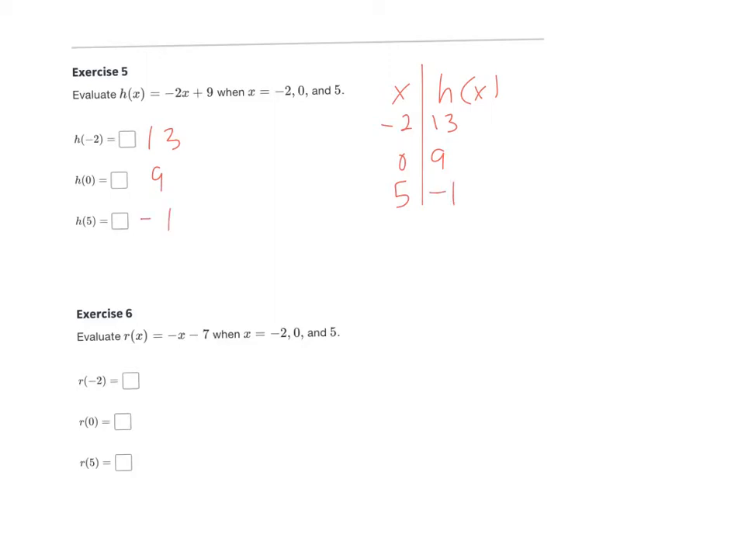Down here on number 6, I typically write this as x, r of x, where we're going to plug in -2, 0, and 5. So whenever we have this negative in front, we can say the opposite of x. So the opposite of -2 is +2. 2 minus 7, I get -5. The opposite of 0 is 0. 0 minus 7 is -7. And -5 minus 7, -12.